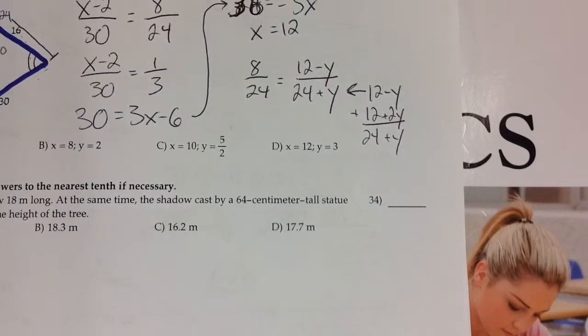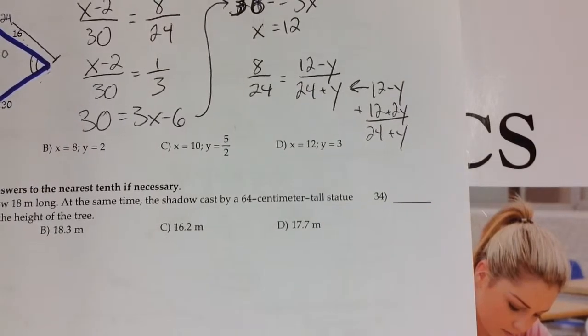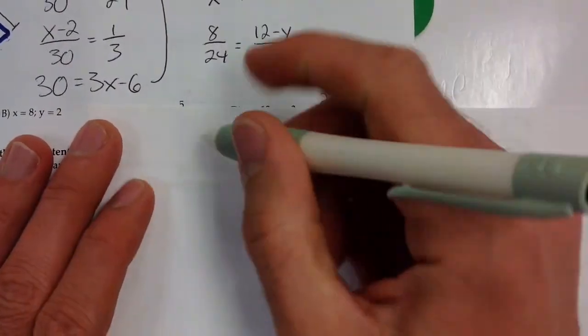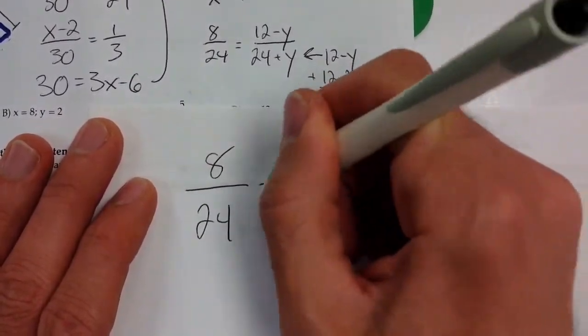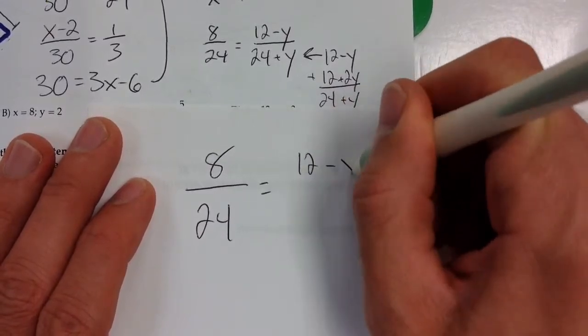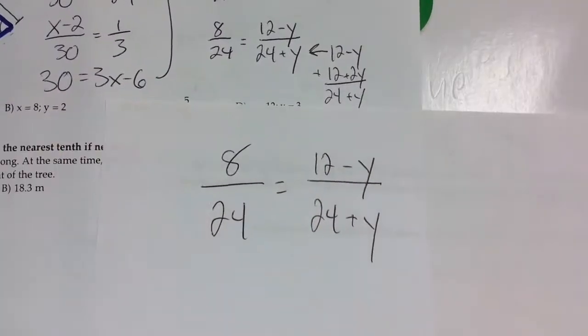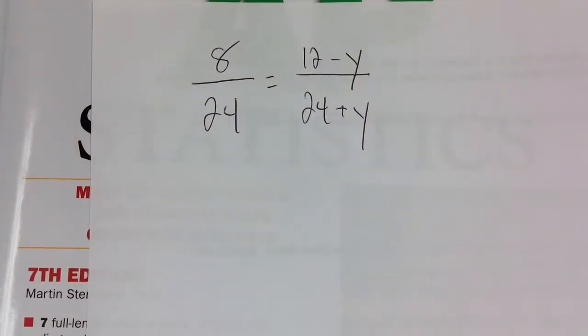I'll call in a random helper to guide me through the solution for getting y. Okay. Max, help us finish up, please. And for clarity's purpose, I'll rewrite where we're at. 8 24ths equals 12 minus y over 24 plus y. So where can we go from here?